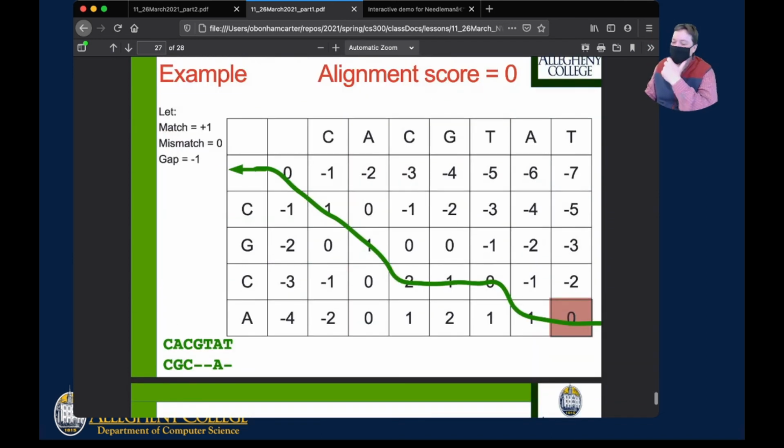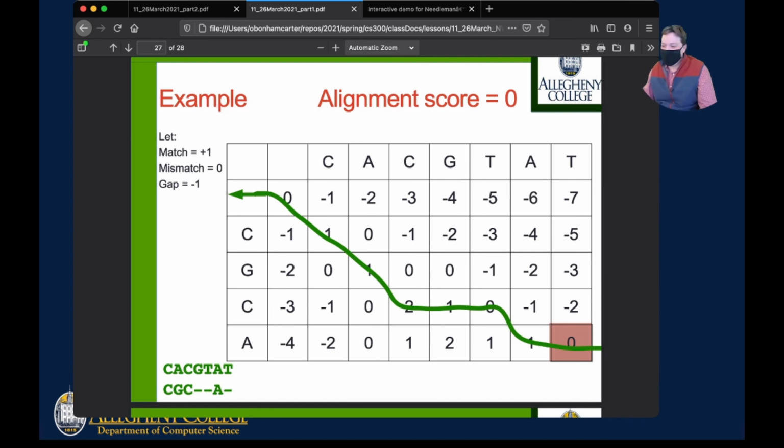Anyway, you get the idea. But what I'm trying to say is that this is the same.